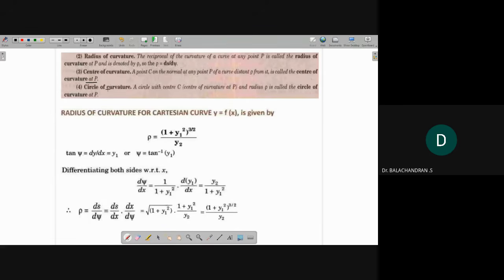Next, circle of curvature. A circle with center C, where C is the center of curvature, and radius rho, the radius of curvature, is called the circle of curvature at P. So here I defined curvature, radius of curvature, center of curvature and circle of curvature. If you have any doubt in these four definitions, you can ask me.